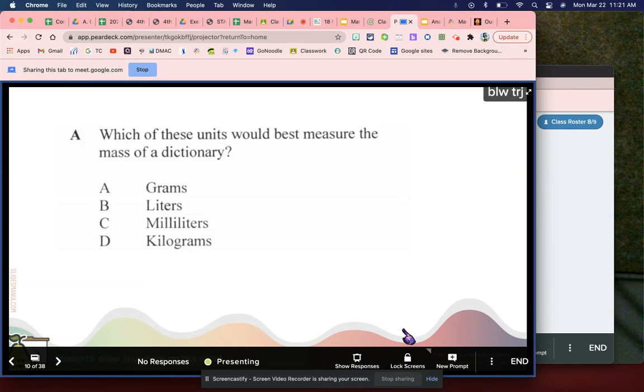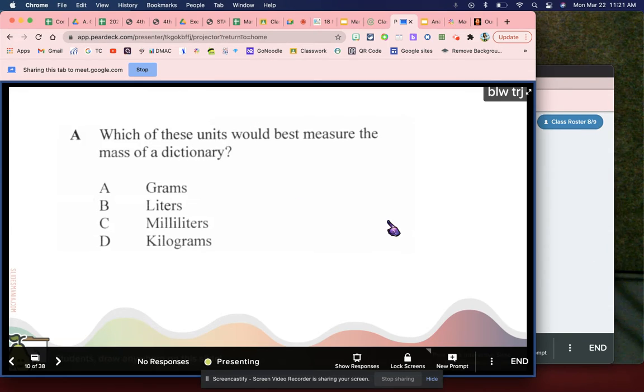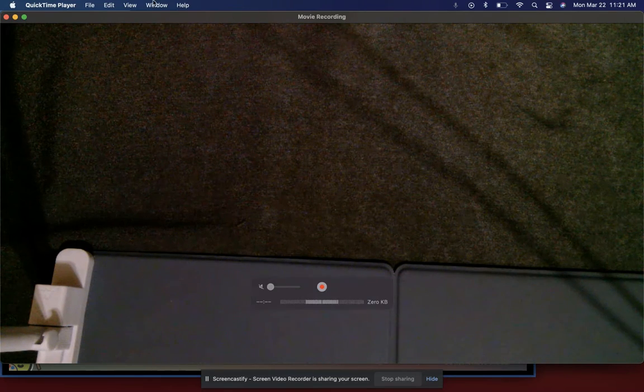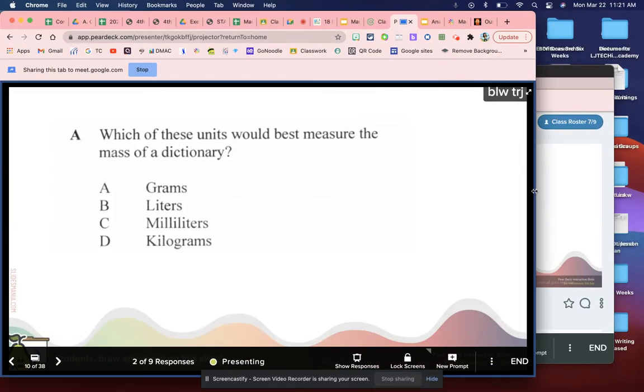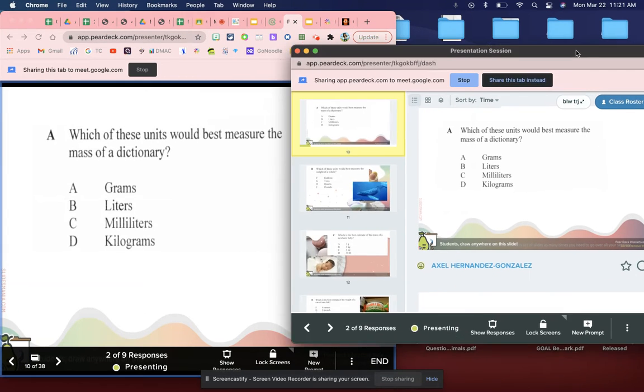So question, which unit would we use to measure the mass of a dictionary? Think of a dictionary, boys and girls. How do we measure the mass? Do we use grams, liters, milliliters, or kilograms? How do we measure the mass of a dictionary? Un diccionario. How do we measure the dictionary?